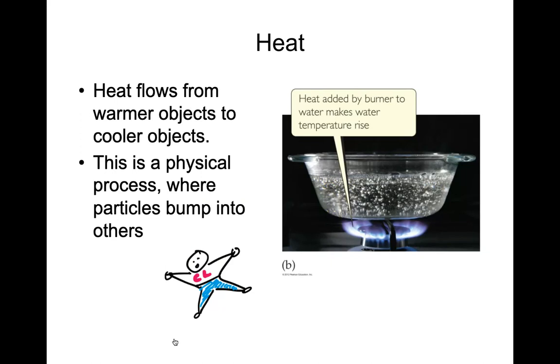Again, a reminder about heat. Heat flows from warmer objects to cooler objects. In the discussion for this class, this is a physical process where particles actually bump into each other. So faster moving particles collide with and speed up slower moving particles in another substance or within the same substance.